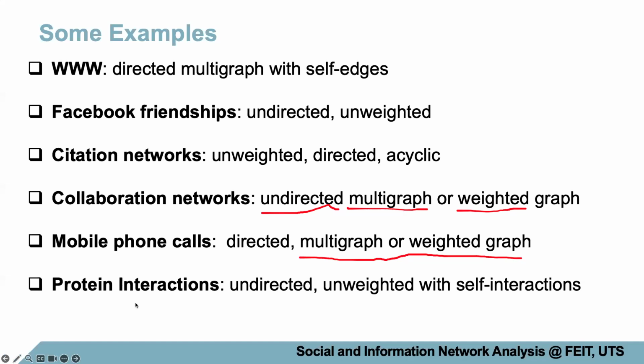And for the protein interactions, it is an undirected graph. That just means the two kinds of proteins have interactions. And also it is unweighted with self-interactions, because the same type of protein can have self-interactions. These are just some examples for you to understand how you can classify graphs.